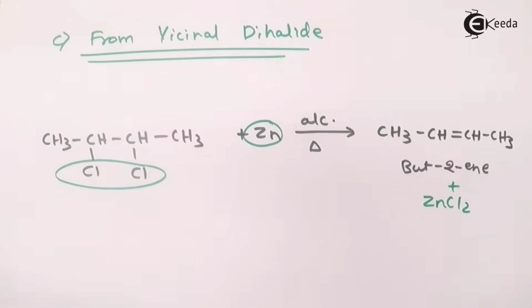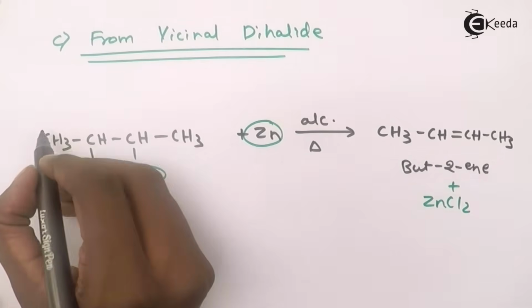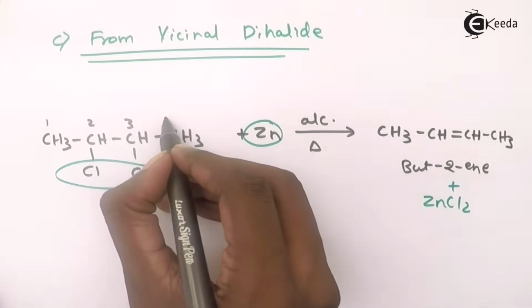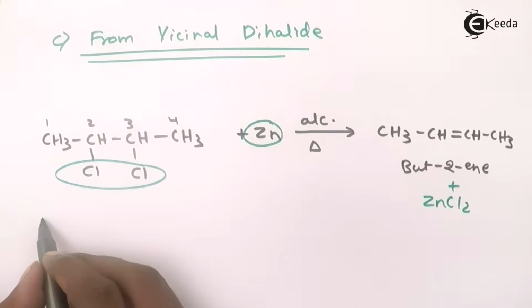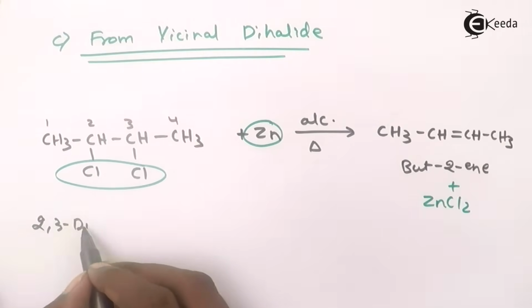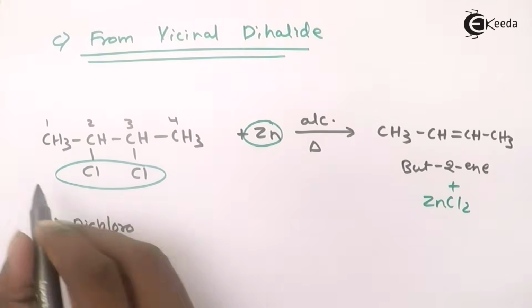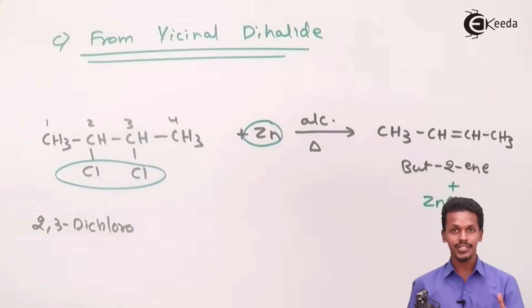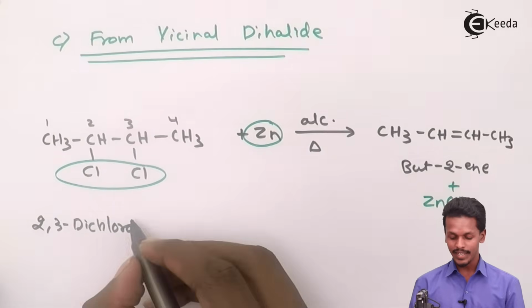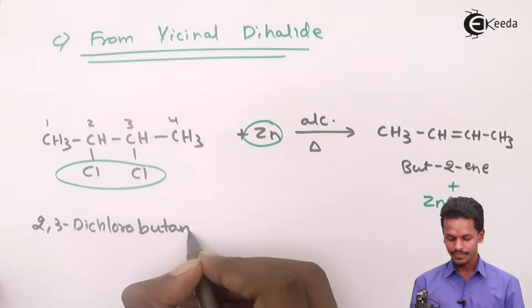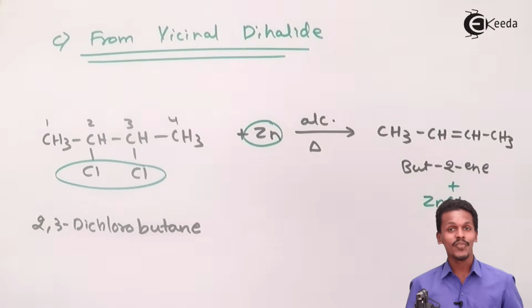But this has been formed from a vicinal dihalide which has an IUPAC name, where I would number it as 2 and 3. So this would be named 2,3-dichloro, and the total number of carbons present in a straight chain in this case is 4, so this is called butane. So this is how we have prepared it.